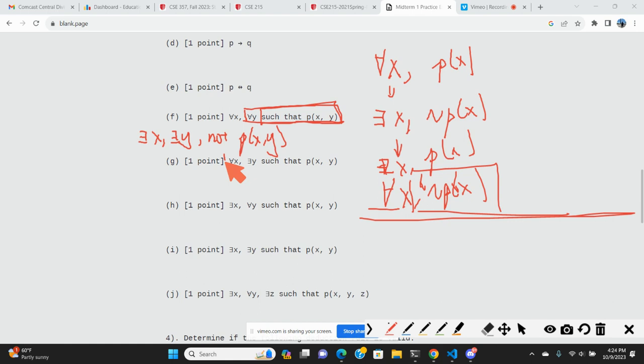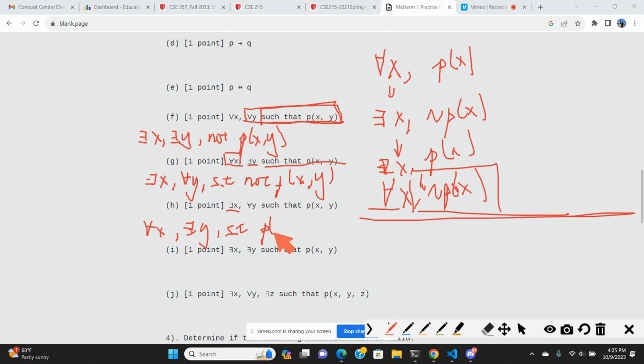Once again, apply the same principle for g. Negate this into an existential: there exists an x. Negate this into a universal. And now negate p of xy, such that not p of xy. I'm just going to speed run this so you guys see what it's like. For all x, there exists a y such that p of xy is false. Or you just write not.